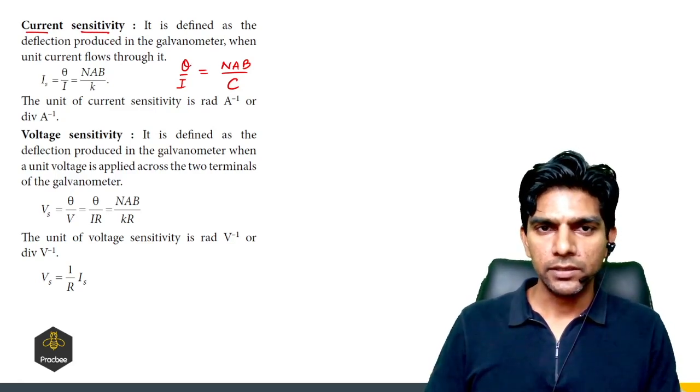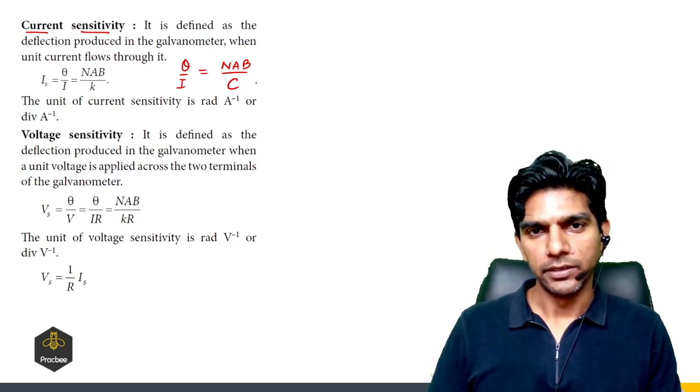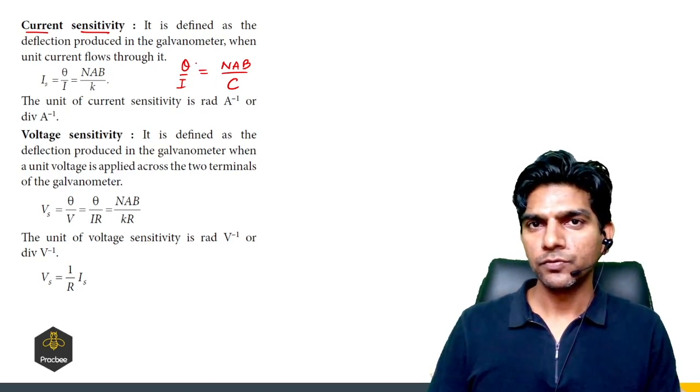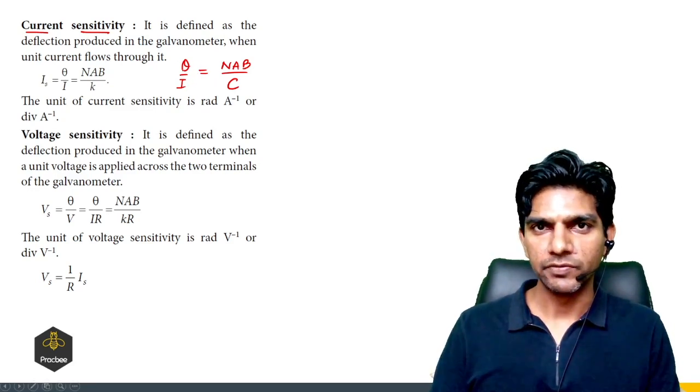This term theta by I, which is NAB by C, is known as current sensitivity, right? It tells us the deflection per unit current. So greater the deflection for a given current, the more the sensitivity, right?